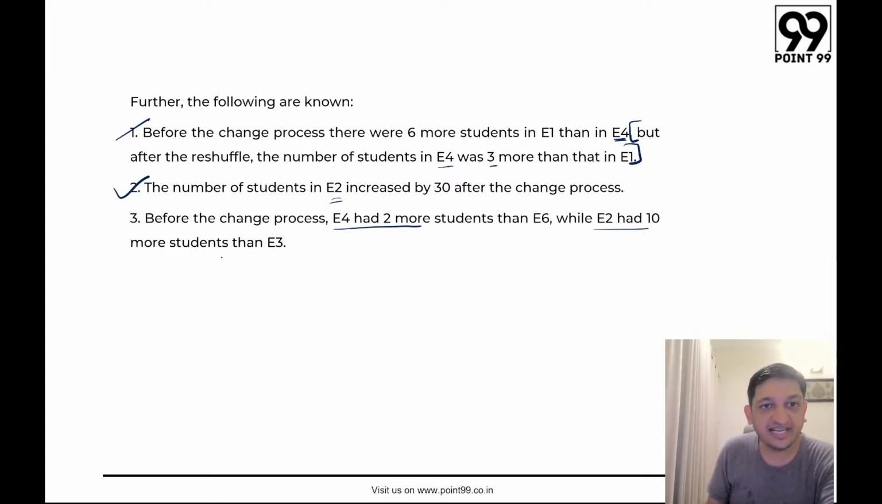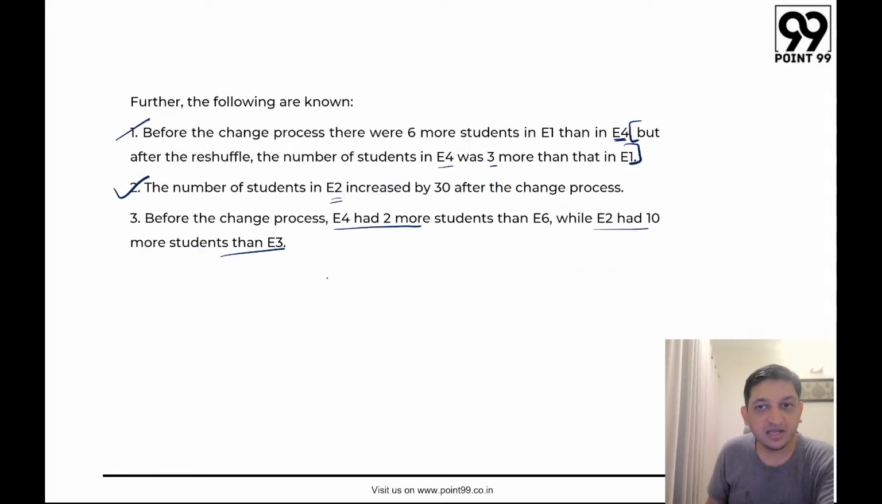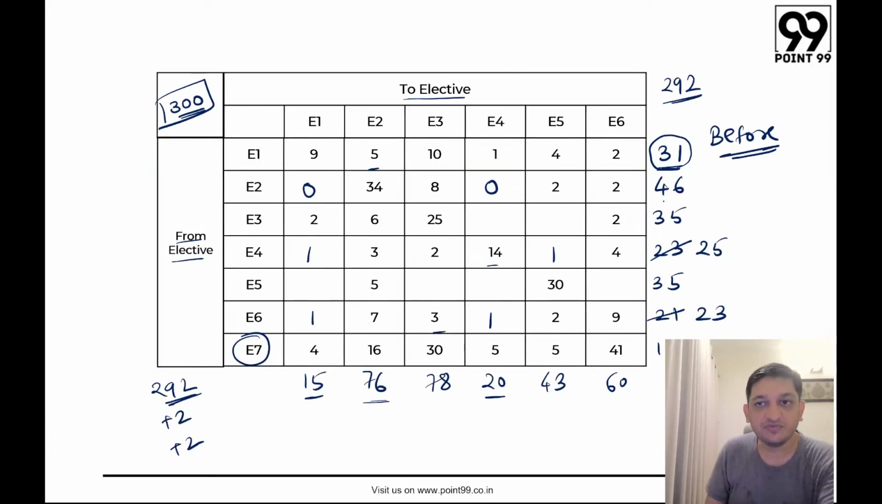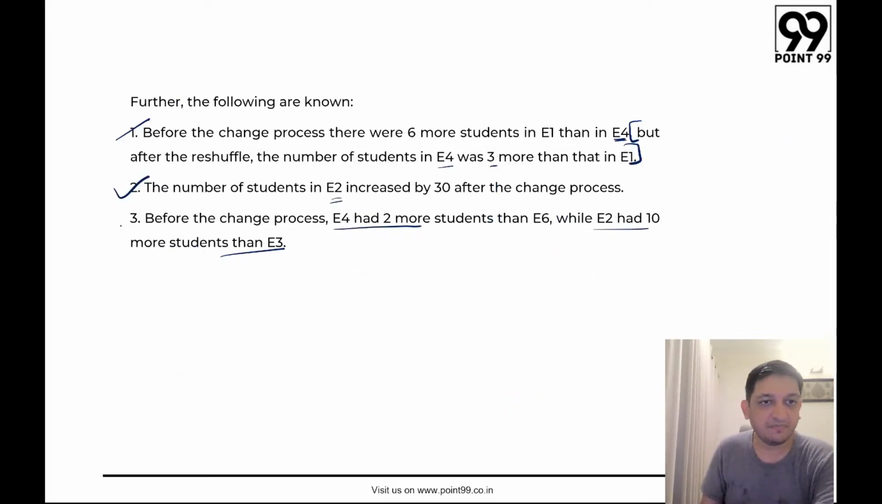While E2 had 10 more students than E3. E2 had 10 more students than E3 and also we have adjusted 2 more. So यहाँ पे 296 हो गया है. E2 had 10 more students than E3 before the process. So E2 is 46. E2 had 10 more students than E3, which means that this has to be a 36, which basically means this one is either 1. अगर या तो ये 1 है या तो ये 1 है. Both of them can't be 1. One of them is 0 and one of them is 1. So I'll just write 1/0 and 1/0 in front of E4 and E5. Okay? So we have taken care of this part as well.